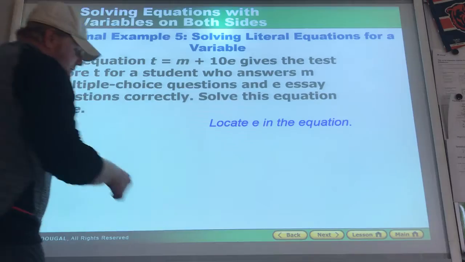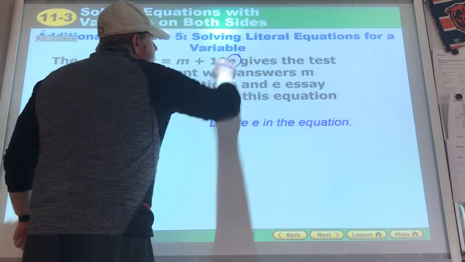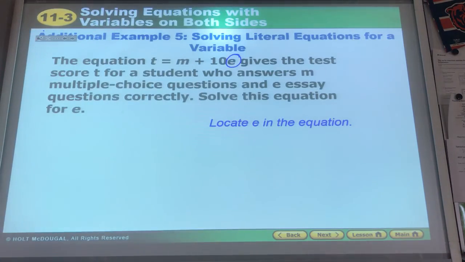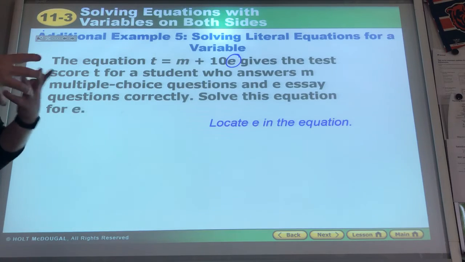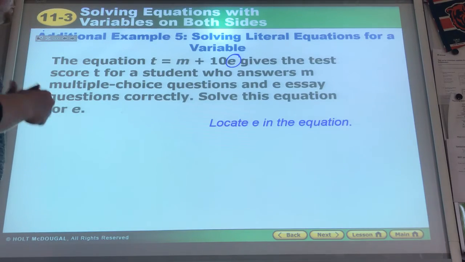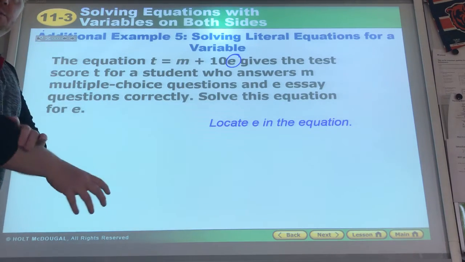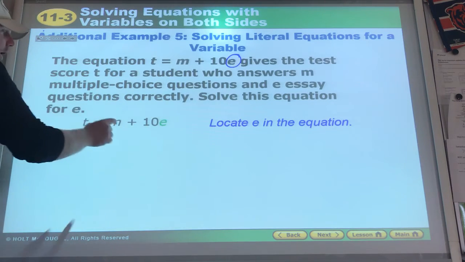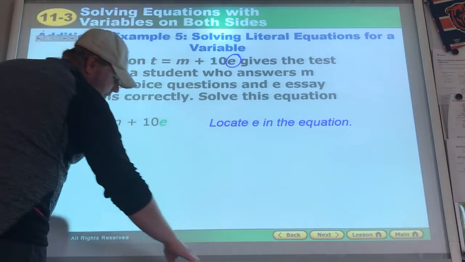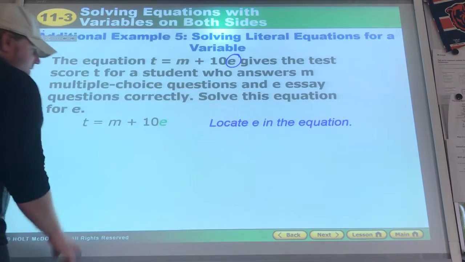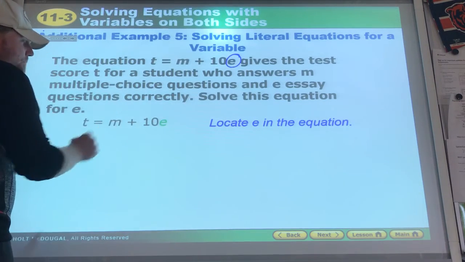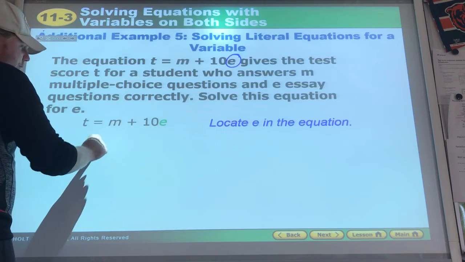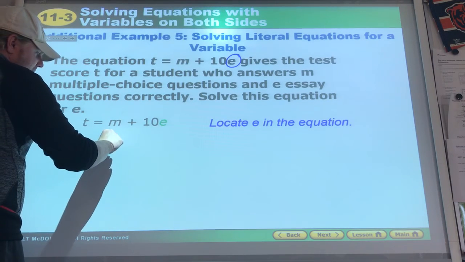Locate e in the equation. What we want to do is get e all by itself. Use all our inverse operations and all our tips and tricks to do that. So the first thing we probably need to do is get rid of m. Well, we're adding, so if we use inverse operations, minus m.